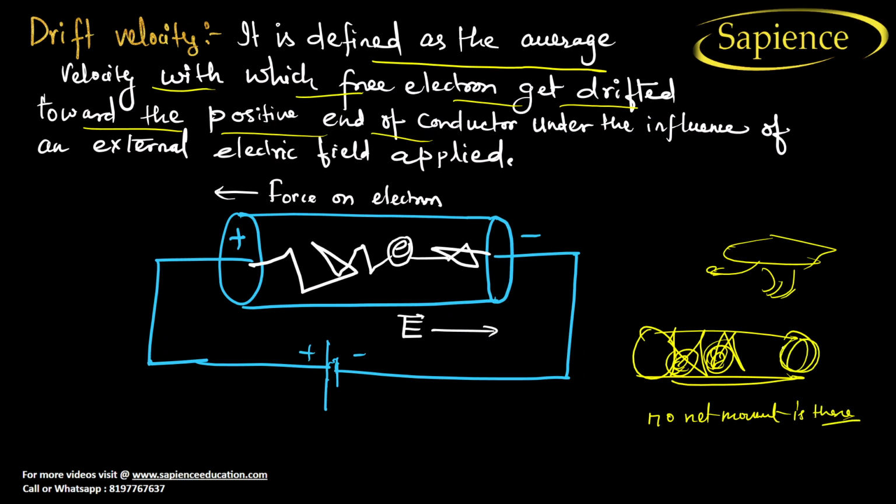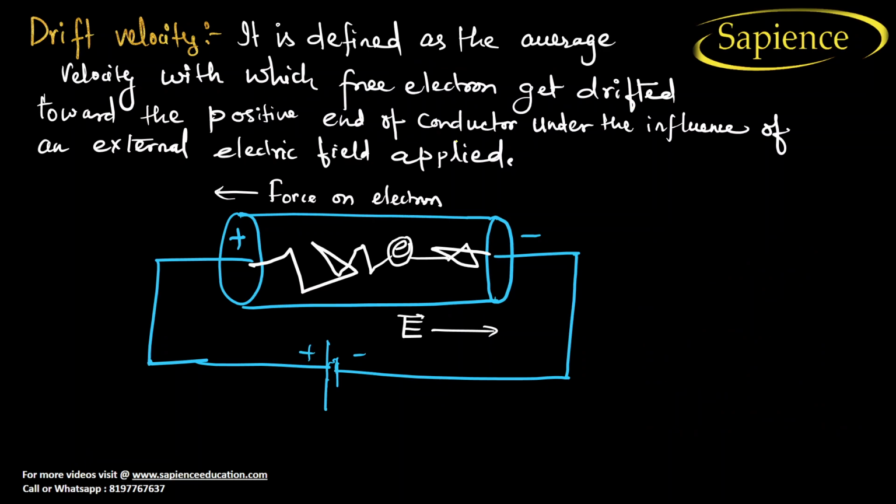If no net movement is there, what will happen? No flow of electron. We can't consider that there is a flow of electron. But now what happens when we apply a potential difference?